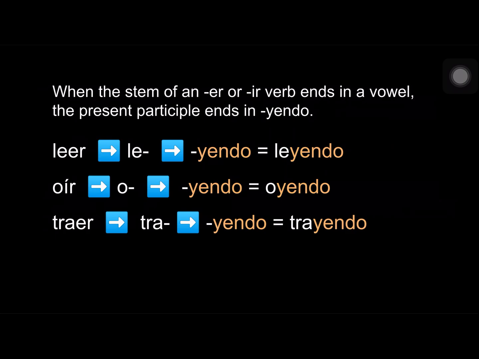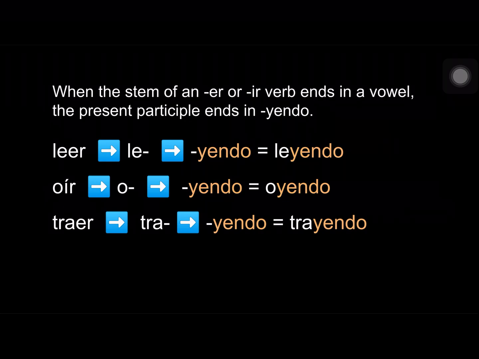There is one you have to watch out for, and that is when the stem of an ER or IR verb ends in a vowel, the present participle ends in -yendo. The main reason is because when you chop off that -er and add -iendo, it's too many vowels clunked together, and it just looks weird. And a lot of times Spanish will do that. When things are just too clustered or don't look right, they'll bend the rules for that.